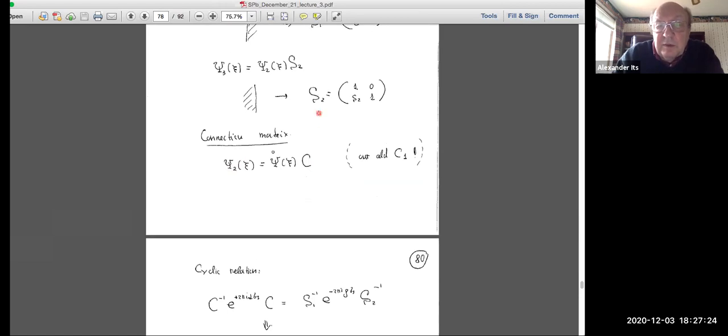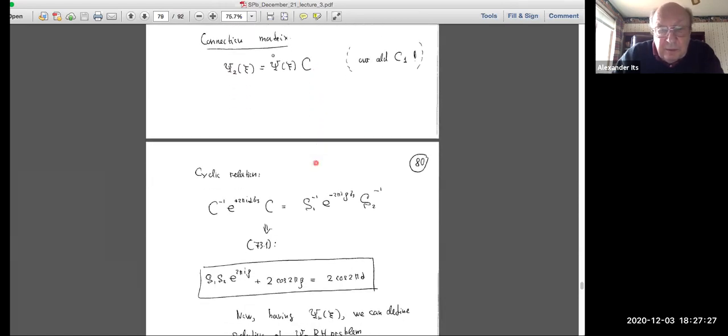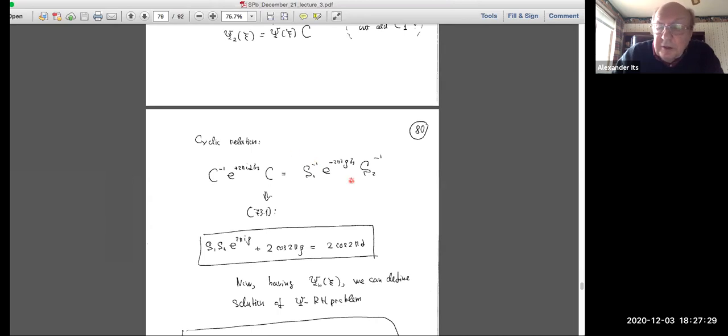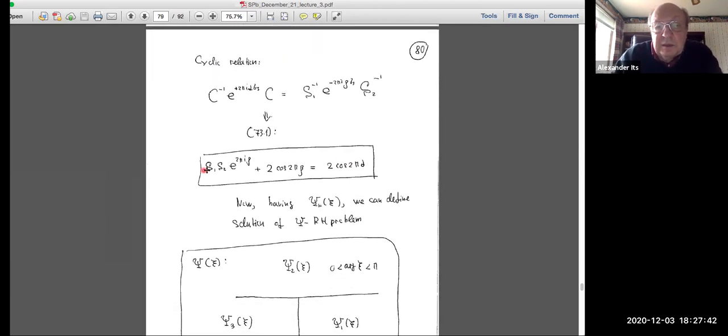Those S1, S2, and C are not independent. There is the so-called cyclic relation, which can be derived more or less as I derived a similar relation in the previous hour. And it would yield this condition, which we again had from our Riemann-Hilbert problem.